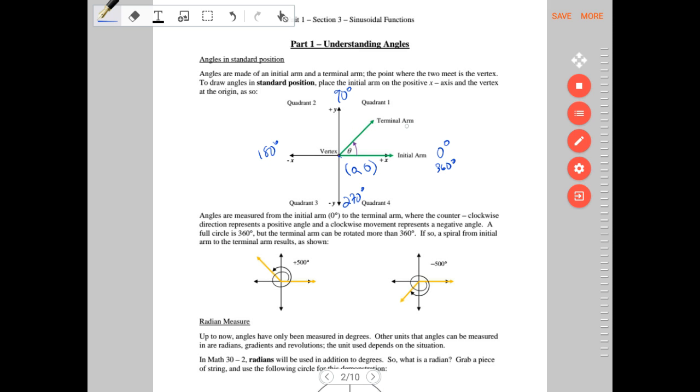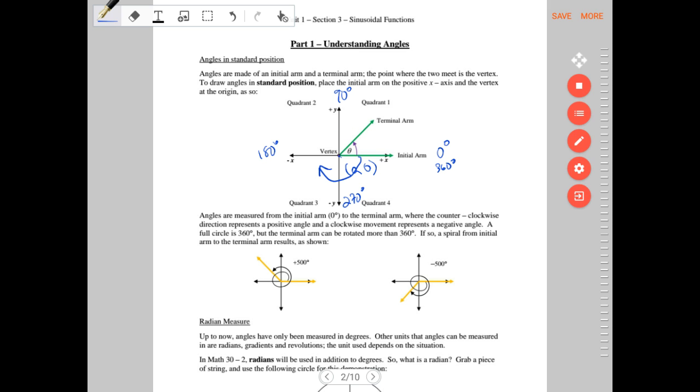Now, notice that I'm moving in a counterclockwise direction. That produces positive angles. However, if I were to take my terminal arm and start here and move this way, that would produce a negative angle. So clockwise motion is negative and counterclockwise is positive.